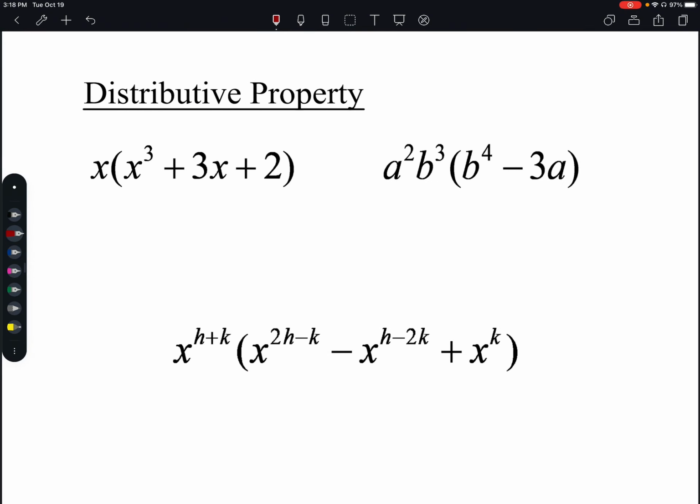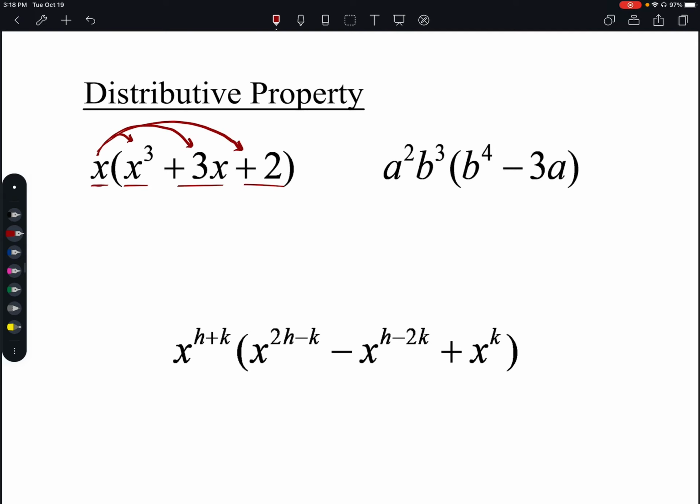So now, how does the distributive property come into play with these exponent rules? Well, you see some different expressions here. Okay, the first one says we're doing x times the quantity of x to the 3rd plus 3x plus 2. Right, so we know that we would end up distributing our x through this quantity.